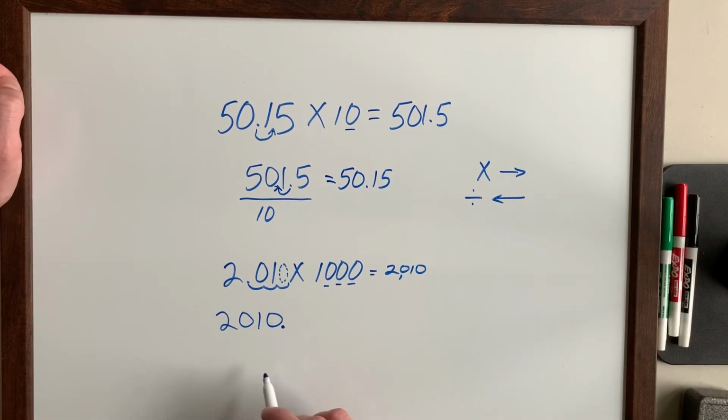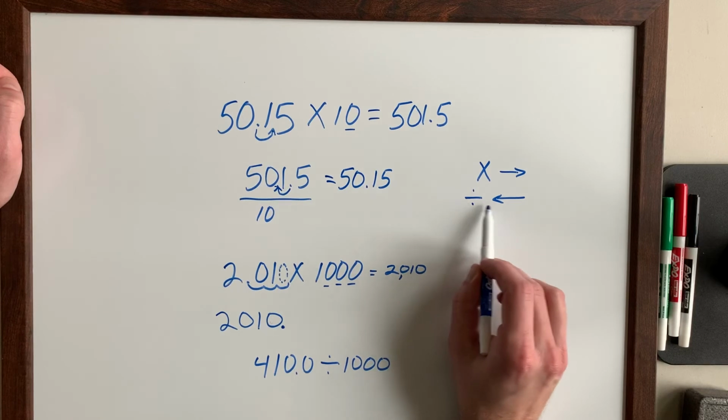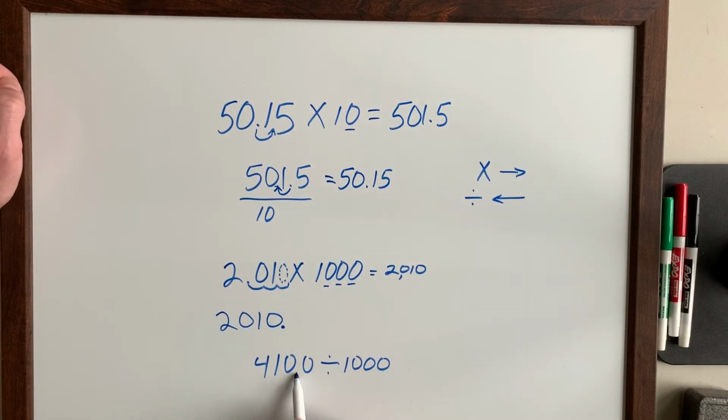How about if I pick a big number and go the other way? 410, and I'm going to put the decimal with a 0 just so that you can see where it is, divided by 1,000. Well, I have 3 zeros on my power of 10, so I need to move the decimal to the left because we're dividing, 3 spaces. 1, 2, and 3. So my answer is going to have the decimal right in front of the 4, and then we're going to keep the other digits the same.